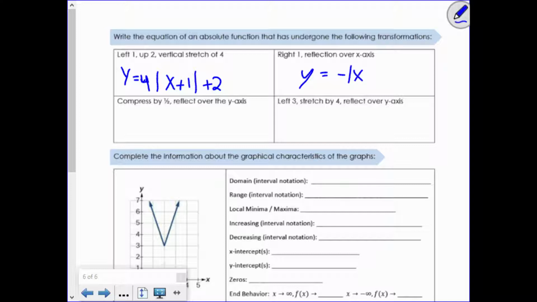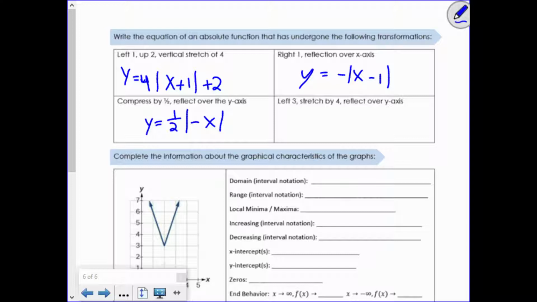Okay. So because it's reflected over the x-axis, that means that negative should be at the front, in front of the absolute value bars. And then how do I do right 1? Inside. Opposite of what you normally expect inside of the absolute value. Alright, what about compressed by 1/2? Because you guys are reflecting over the y-axis, the negative needs to be inside of the absolute value bars next to the x, or in front of the x. The compression should always be at the very front before the absolute value bars. Alright, what about the next one?